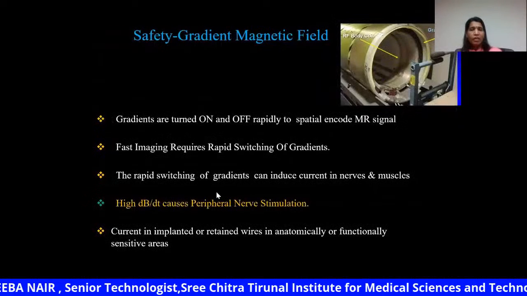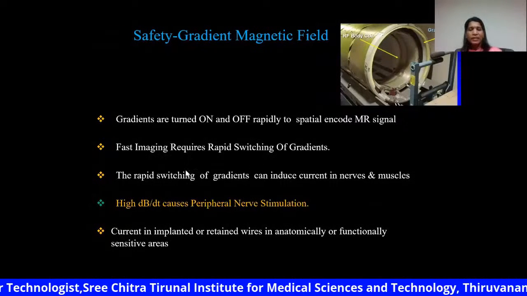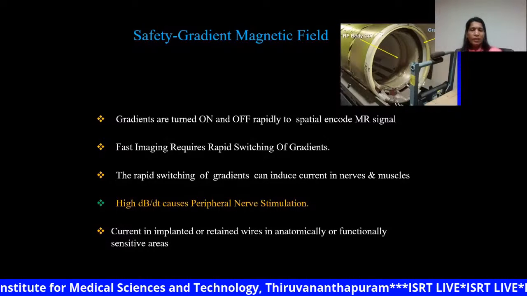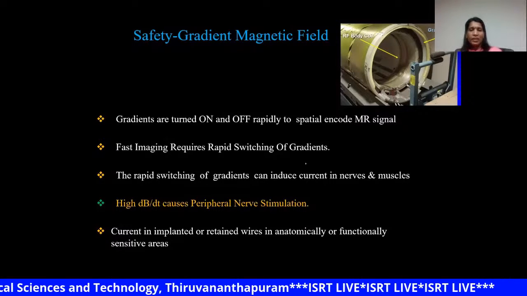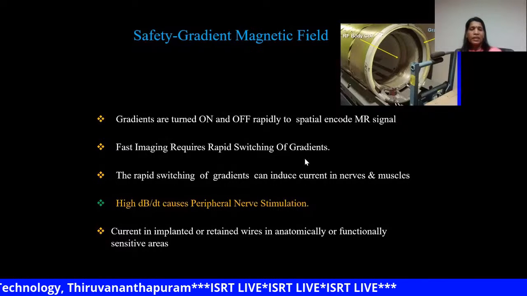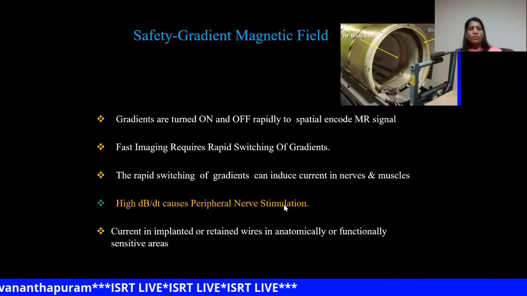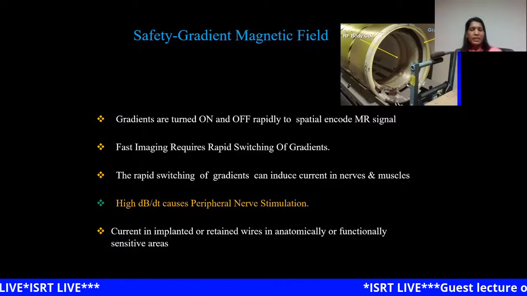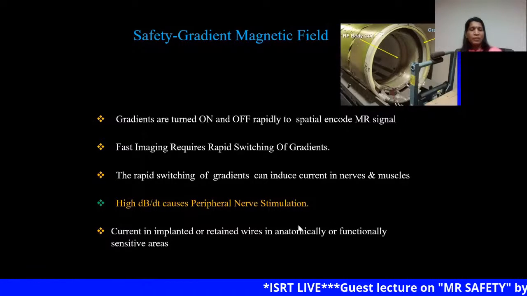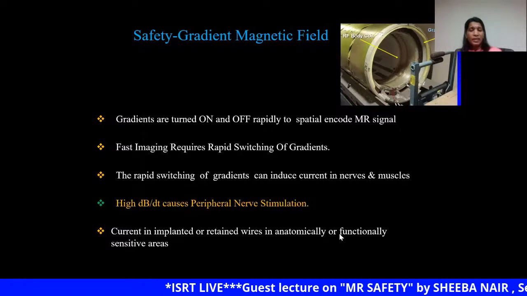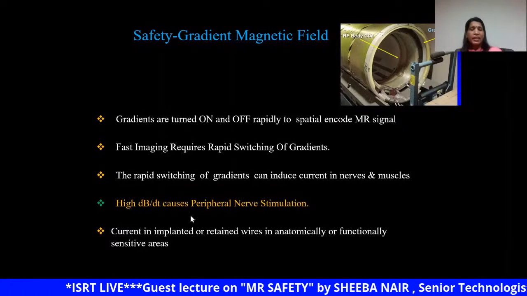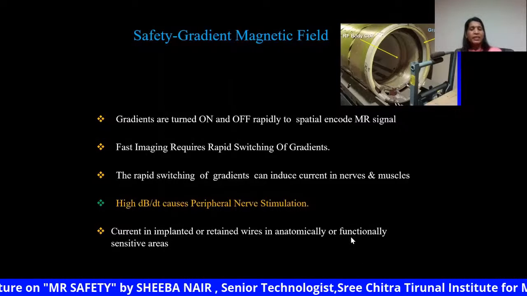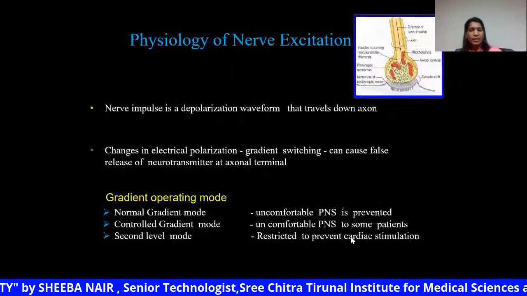cue ball. So coming to the gradients, I told you that in MR imaging you have to switch the gradient at a faster rate. Even fast imaging requires rapid switching of the gradients. So when these gradients are switched at a rapid rate, any conducting material there can have electric current induced in it. And if these wires are in an anatomically or functionally sensitive area, it can produce hazards.